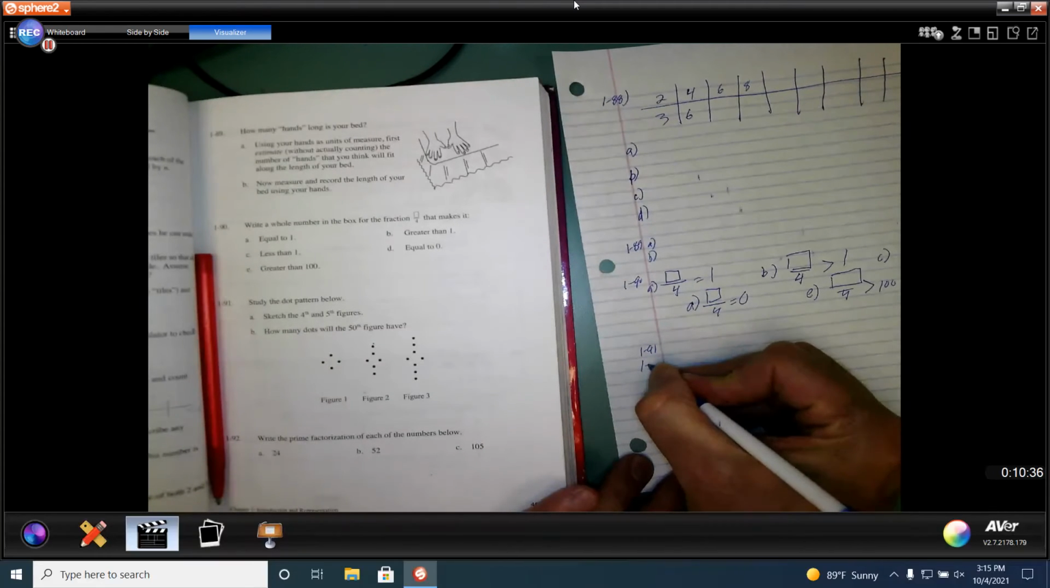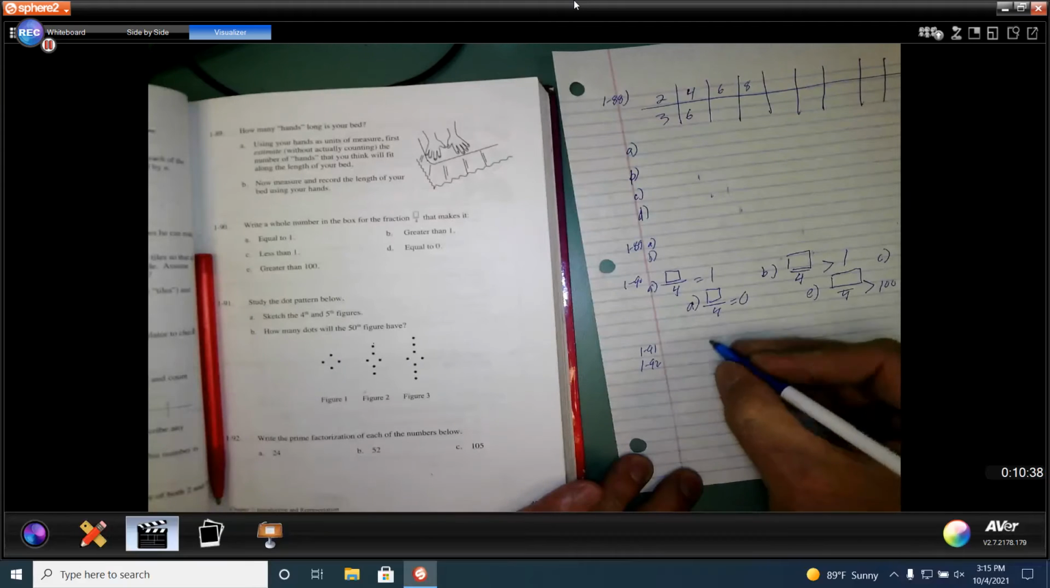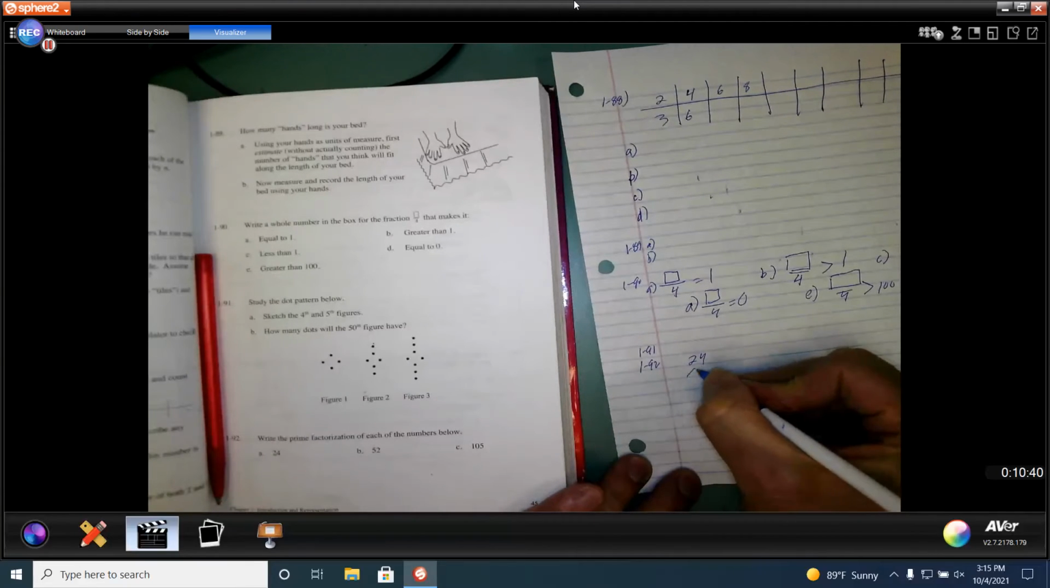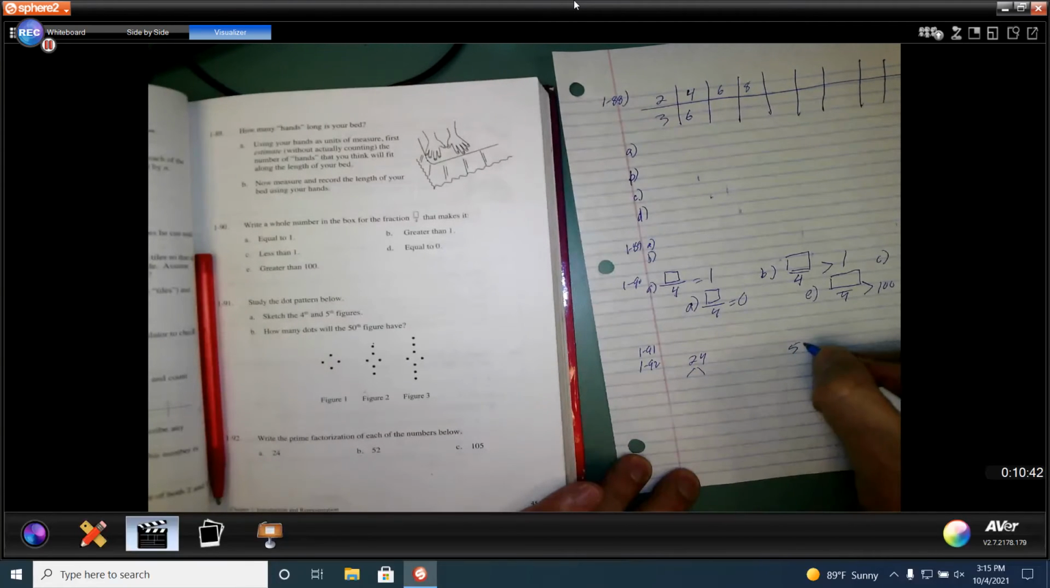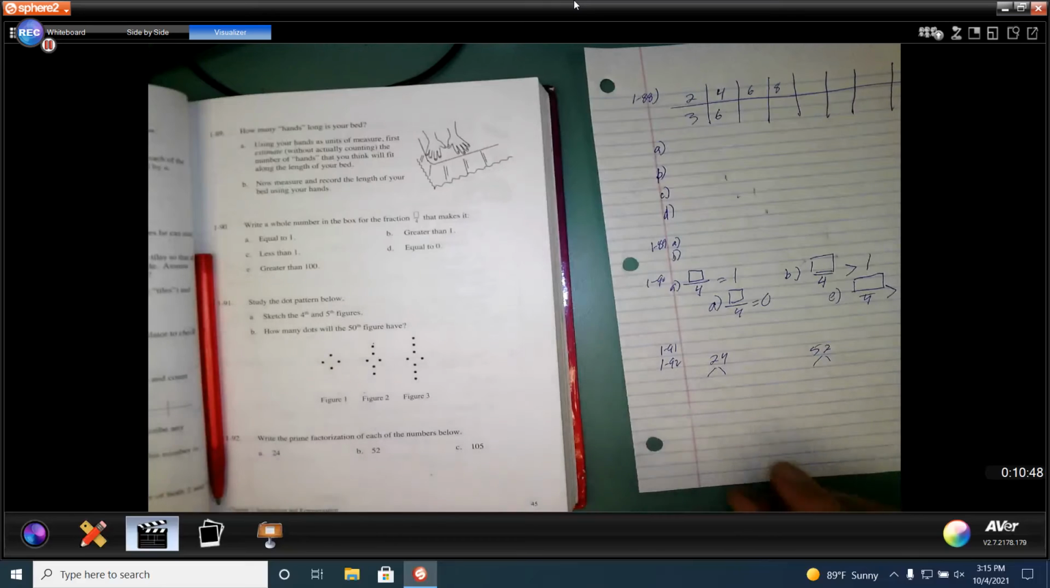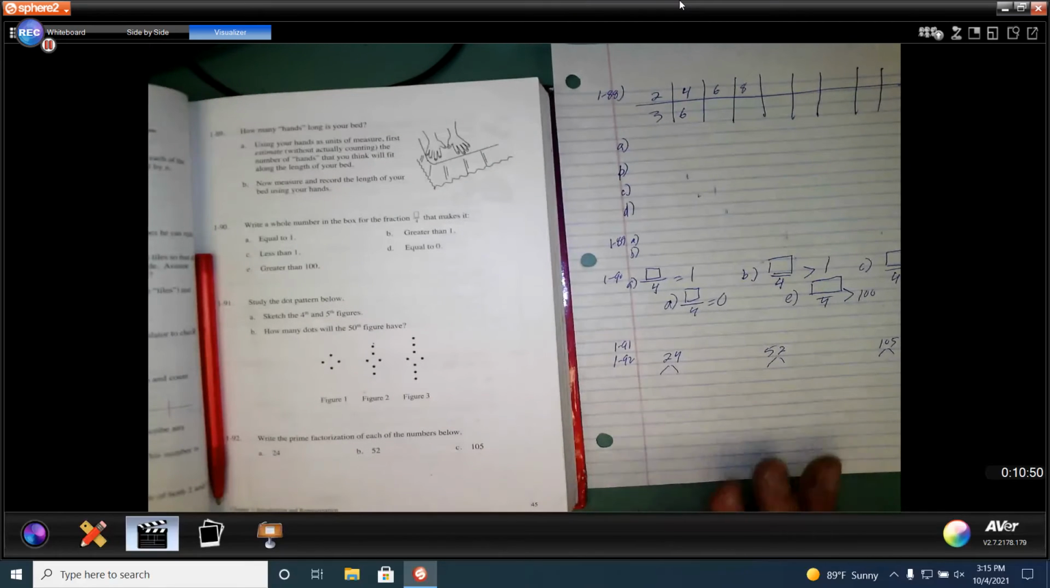Let's go to 1-92, and we're doing the prime factorization of 24, and then of 52, and then of 105. And again, in my class, we do the factor tree first, right? Factor tree first. Now, what do I mean by that? Let me do an example real quick.